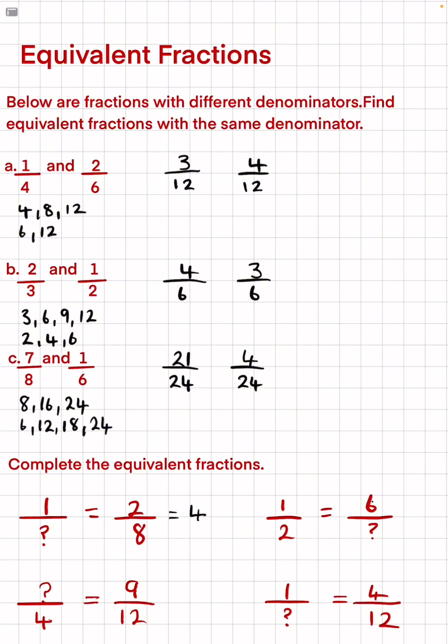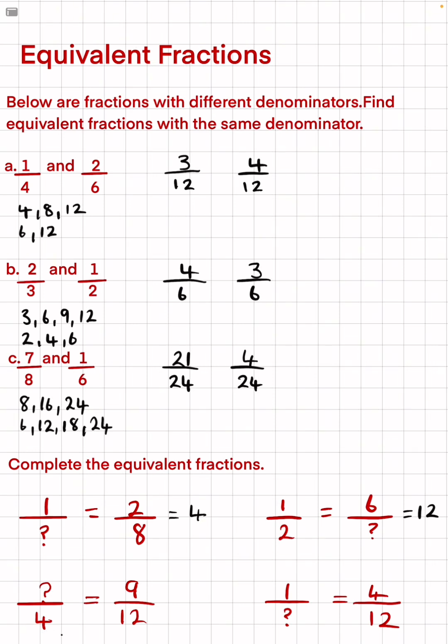To get from 1 to 6, we've multiplied by 6. So we're going to multiply the bottom number by 6. So 2 times 6 is 12. So the missing number is 12.